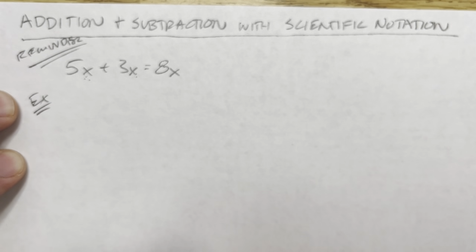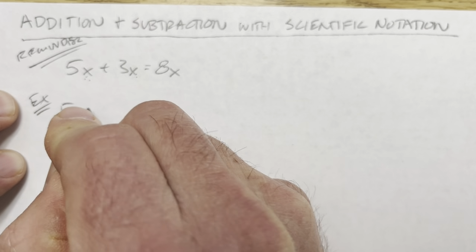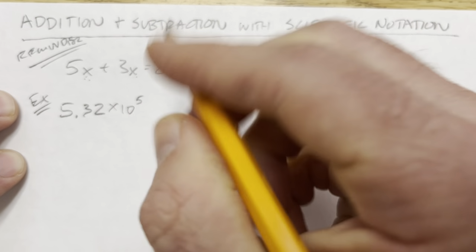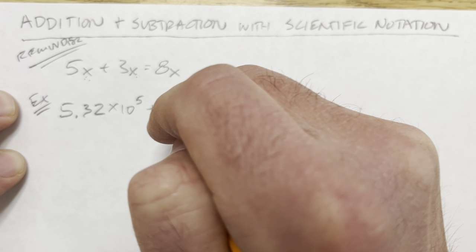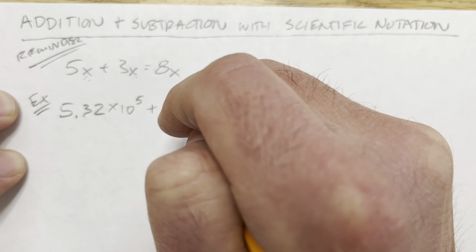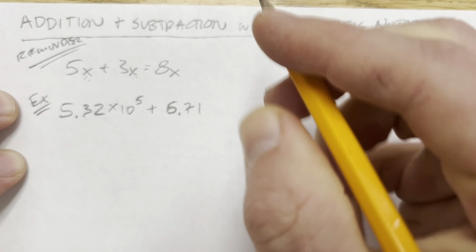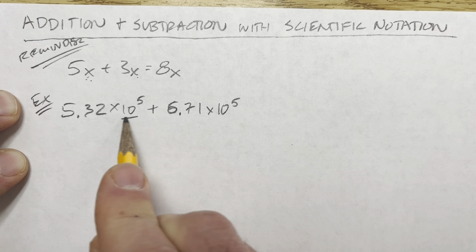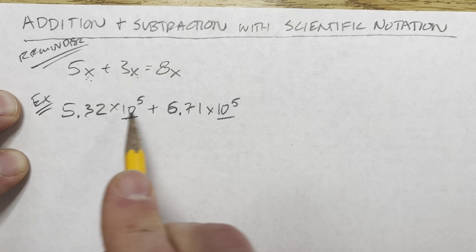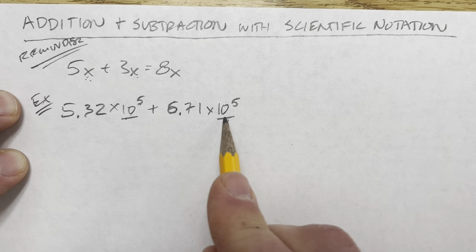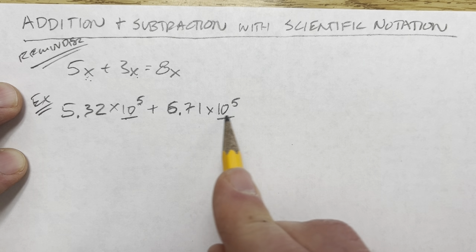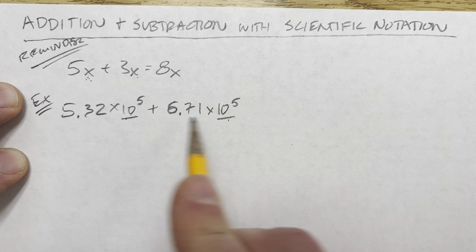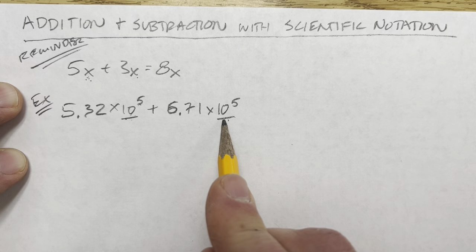The same is true with scientific notation. If I have something like 5.32 times 10 to the 5th plus 6.71 times 10 to the 5th, notice how this 10 to the 5th, if I think of this 10 as x, I'd have x to the 5th, x to the 5th. So this is like a variable raised to the same power. These are like terms in that way.